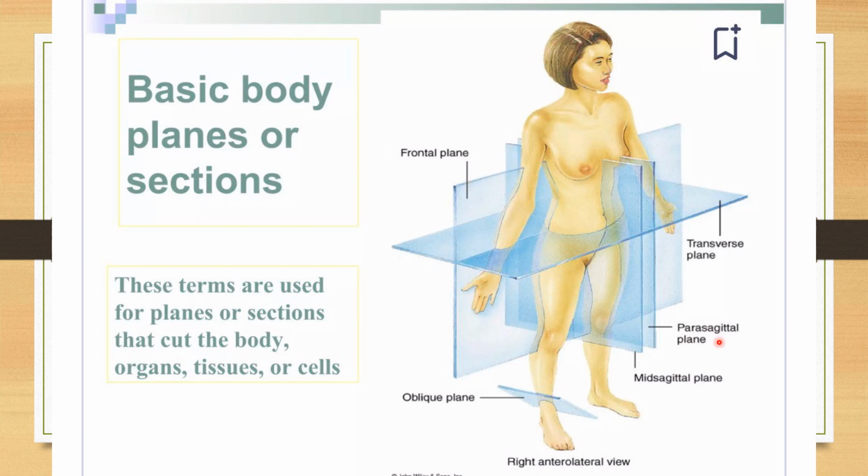So you can have mid-sagittal or parasagittal. The difference is that mid-sagittal divides the body into two equal halves, but parasagittal divides the body into two unequal halves. So the sagittal plane has two subtypes: the mid-sagittal and the parasagittal.